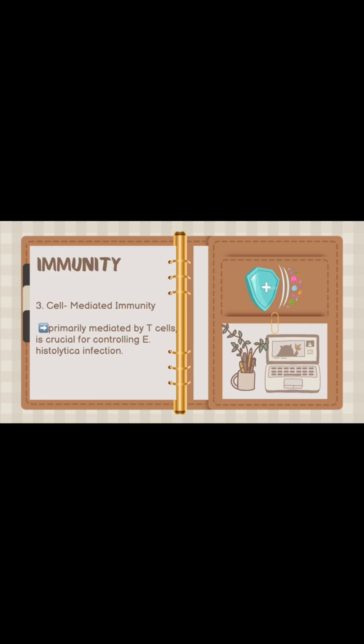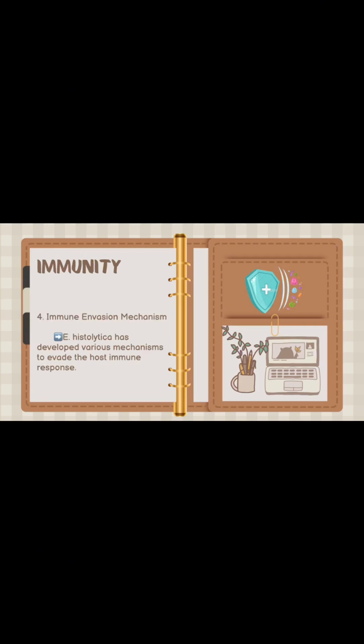The third one is the cell-mediated immunity. Cell-mediated immunity is primarily mediated by T cells. It is crucial for controlling Entamoeba histolytica infection. The last one is the immune evasion mechanisms. Entamoeba histolytica has developed various mechanisms to evade the host immune response. It can modulate the production of cytokines, interfere with antigen presentation, and inhibit the killing mechanism of immune cells.